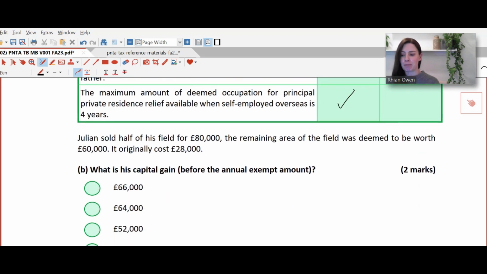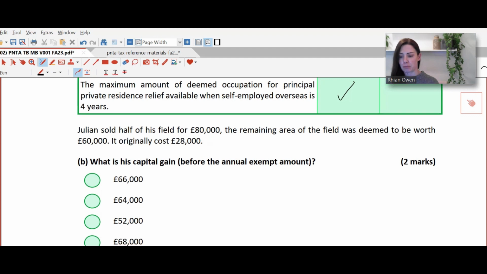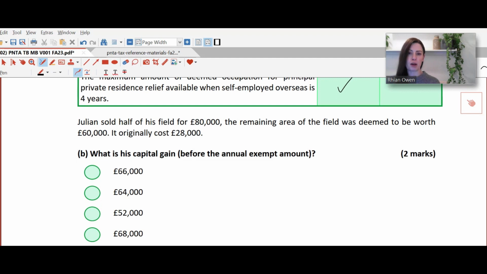Okay, part B. Julian sold half of his field for £80,000. The remaining area of the field was deemed to be worth £60,000. It originally cost £28,000. So what is his capital gain? And we're told that this is the gain before the annual exempt amount. And we've got a few options to choose from.